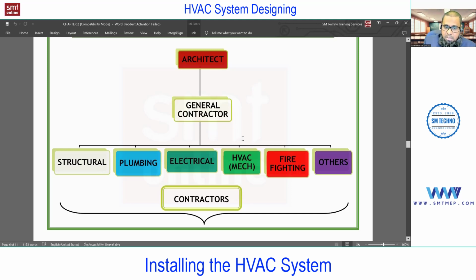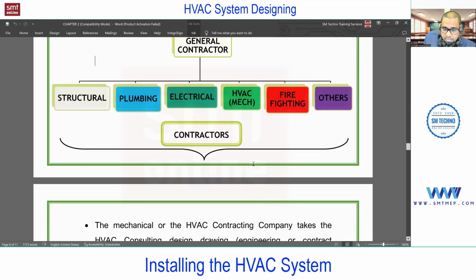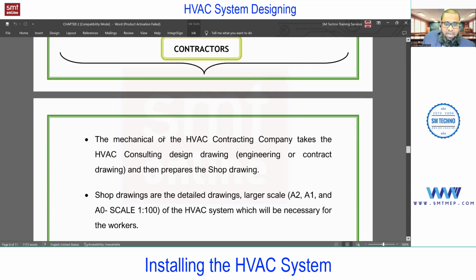So the point is, the contracting company will take care of the installation. Here I'm bothered about HVAC. So what are the steps involved in installing the HVAC system? The mechanical or HVAC contracting company takes the HVAC consultant design drawing, also known as the engineering or contract drawing. You can call this the tender drawing. The tender drawing from the consultant to the contractor, we call a tender drawing.